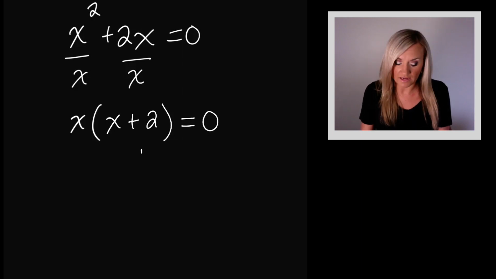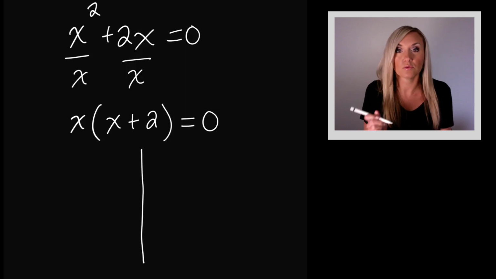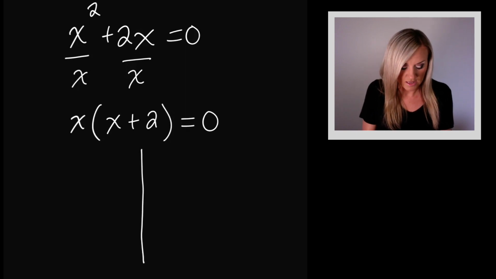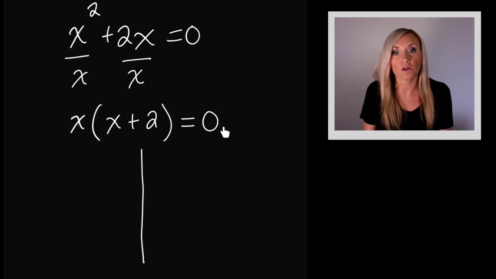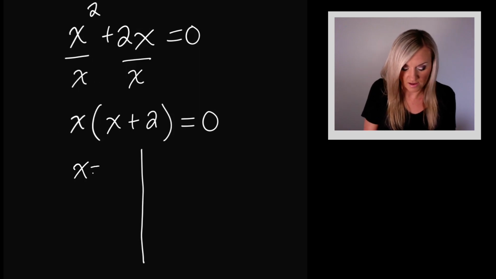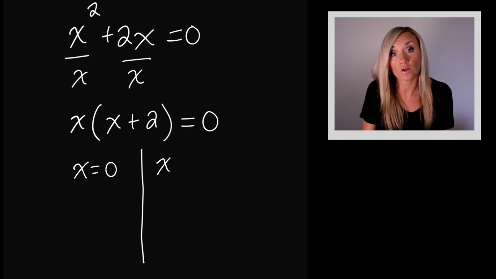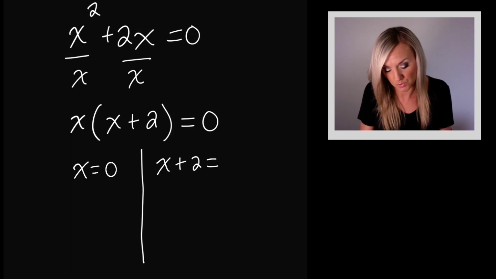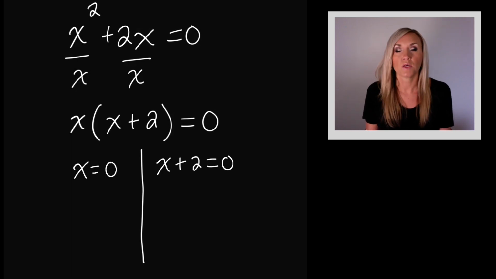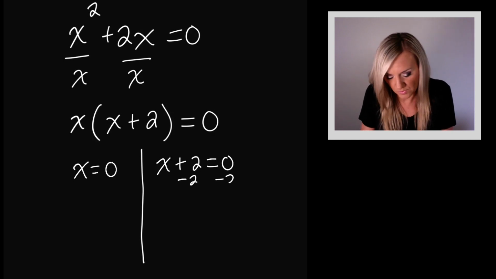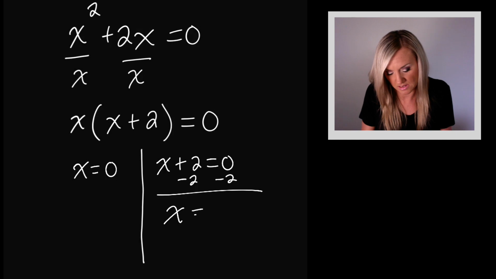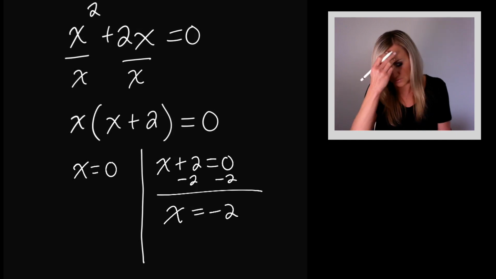Now it still applies. We can still write 2 separate equations. This x right here, the one outside, will still equal 0. So we can say that x equals 0, and then we can also say that x plus 2 equals 0. So the equation on the left side is already solved. It equals 0, and if we subtract 2 from the other side, we have x equals negative 2.